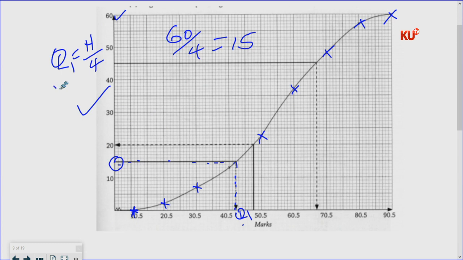When they say quartiles, you have to calculate even Q2. Q2, which is called median, that will be now 60 over 2. That should give us 30. So check for 30. Where is 30? 30 is here. So move like that, move like this. Then move down, give us this value here.